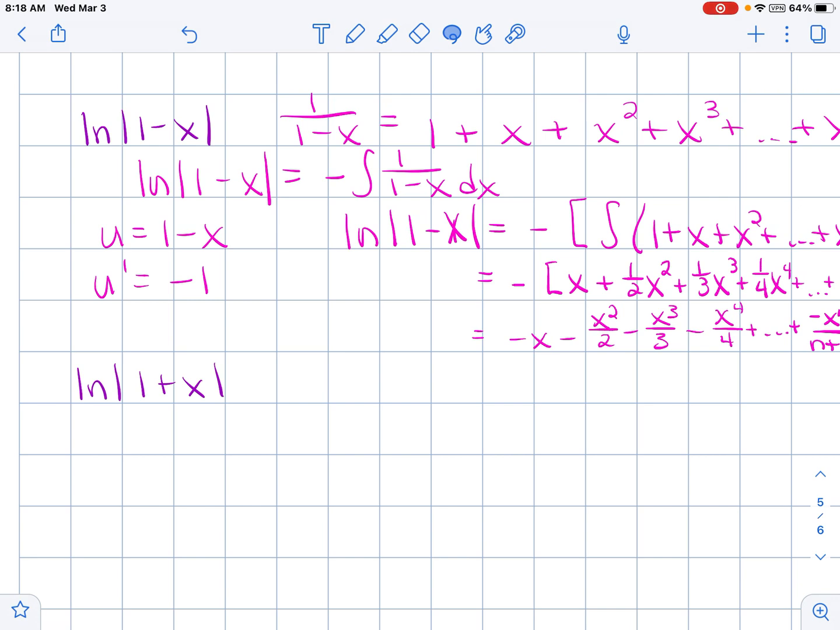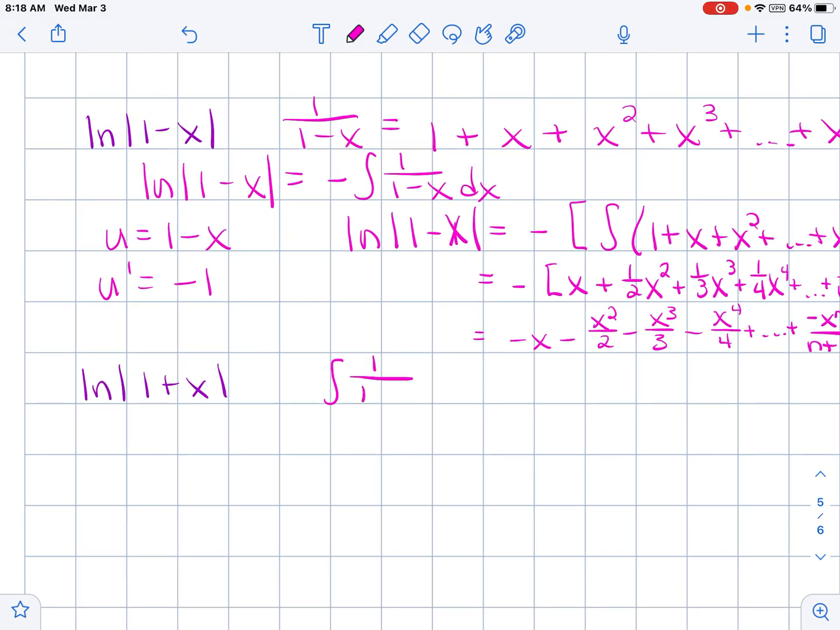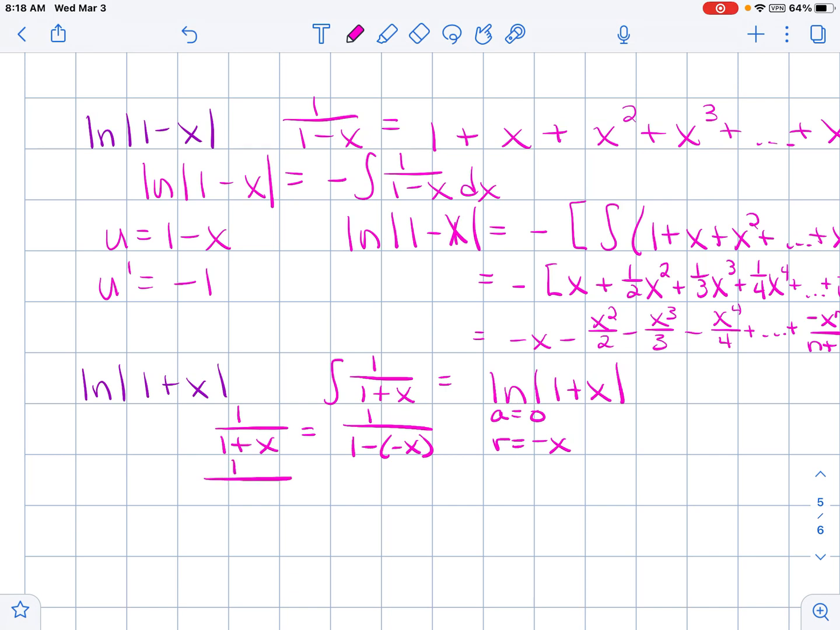So what we need to find first is, because I know that the antiderivative of 1 over 1 plus x is indeed the natural log of 1 plus x, so if I can find the Maclaurin polynomial for 1 over 1 plus x, I can find the Maclaurin polynomial for the natural log of 1 plus x. So 1 over 1 plus x is also a geometric series, 1 minus negative x. So I know that a is 0. I know that r is negative x. So I can write the Maclaurin polynomial for 1 over 1 plus x.